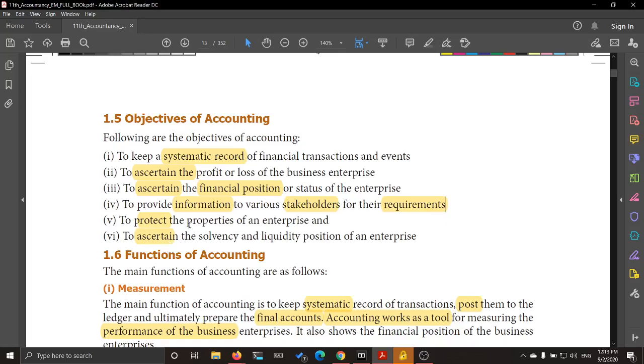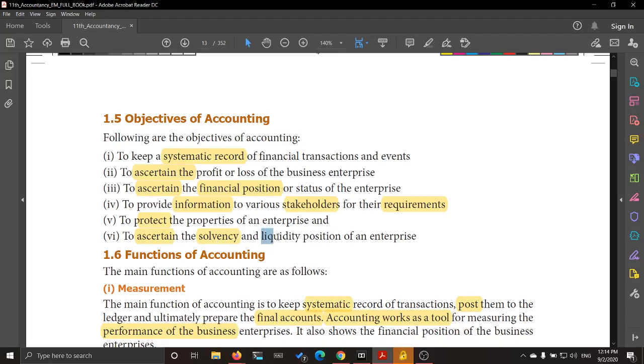Next, to protect the proprietors of an enterprise. Sometimes, if their position is not good, the proprietors have to protect themselves. By looking at the balance sheet, they will know how the transactions were in that particular year. And to ascertain the solvency and liquidity position of the enterprise. Solvency means, as we have already seen, the capacity to repay the debts. We have borrowed a lot, so solvency is the level at which we know whether we can repay the debt with the profit that comes. That is what you call solvency.